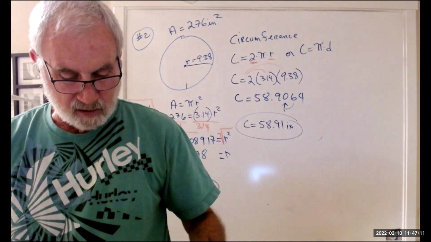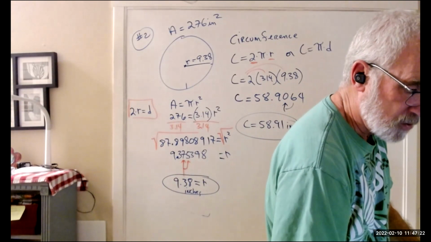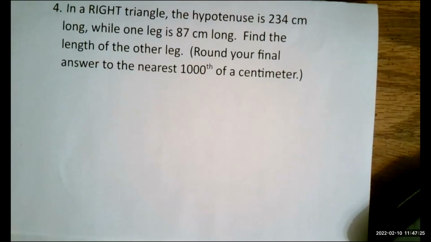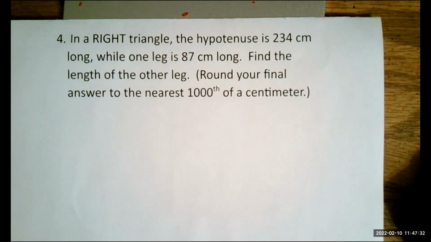So I want to jump to number four on the word problems. In a right triangle, the hypotenuse is 234 centimeters, while one leg is 87 centimeters long. Find the length of the other leg. Round your final answer to the thousandth of a centimeter. Okay, you can do that.